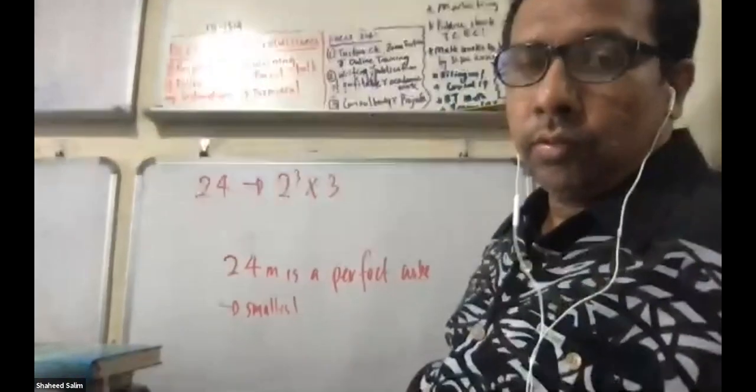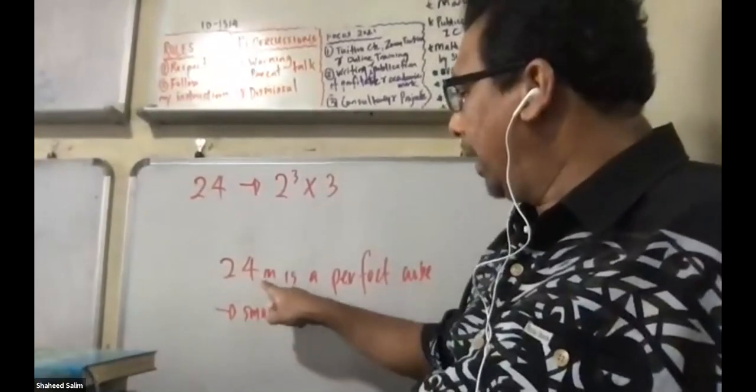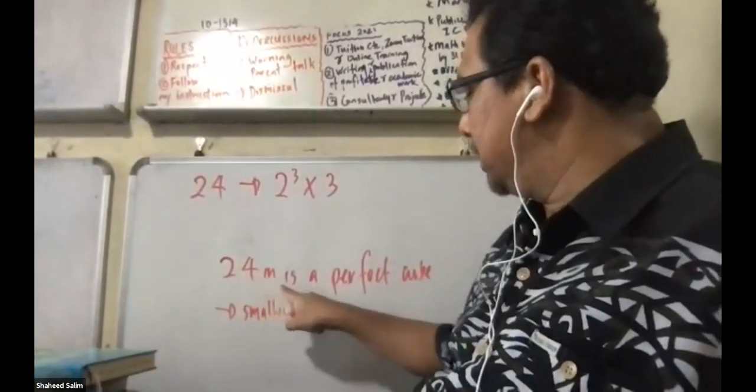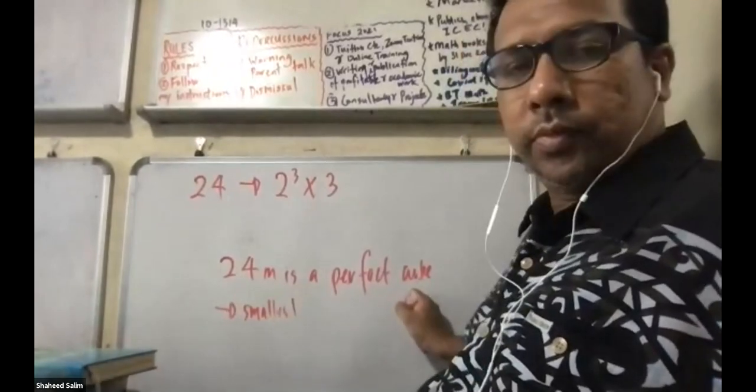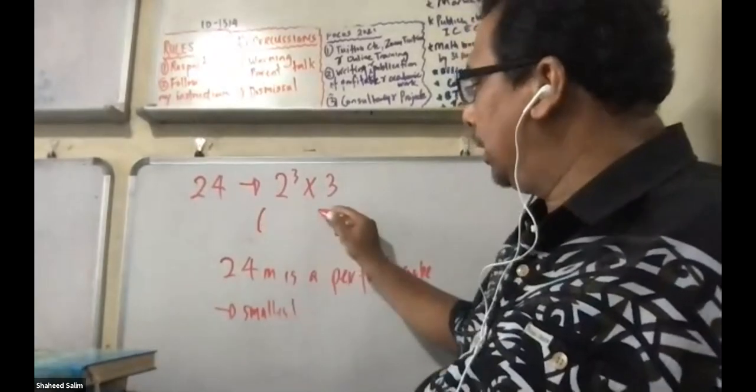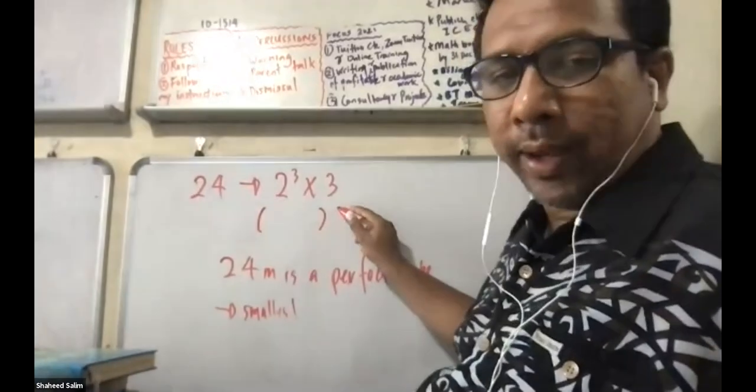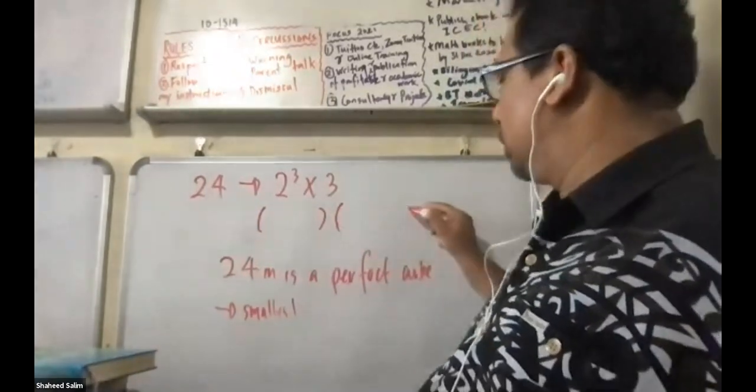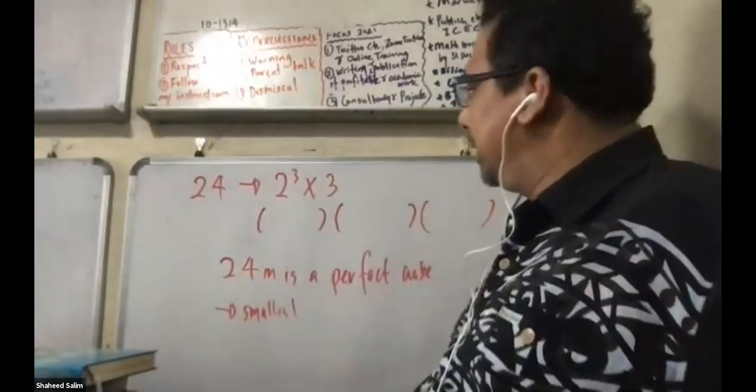2 cube times 3. Good. Now they tell you, Aqilah, 24m or 24 times m is a perfect cube. So for a perfect cube, you must break it into how many groups? If square is 2 groups, cube is 3 groups. Good. So let us put it in now.